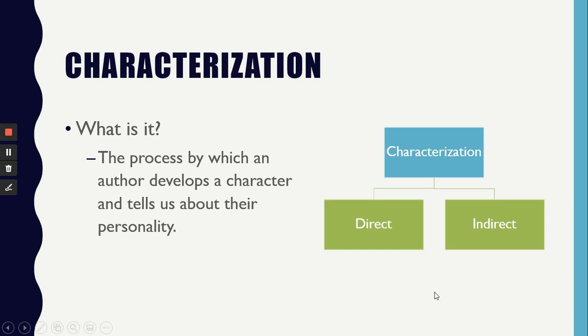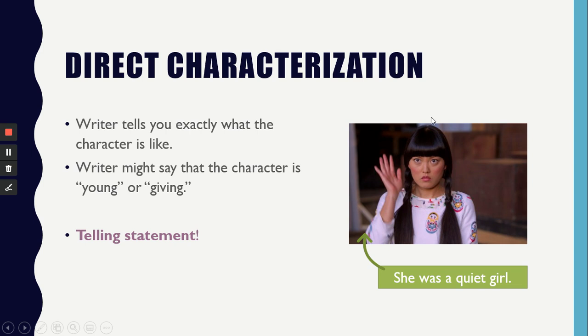What is characterization? This is probably review. Characterization is just the process through which an author develops a character, tells us about their personality and what kind of person or character they are. There are two types of characterization: direct and indirect. They are exactly what they sound like.